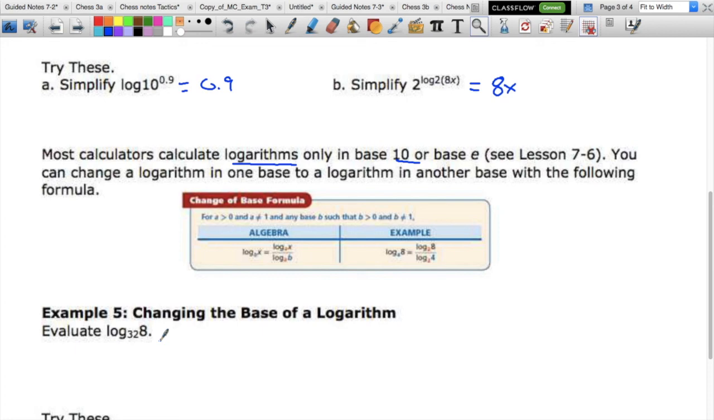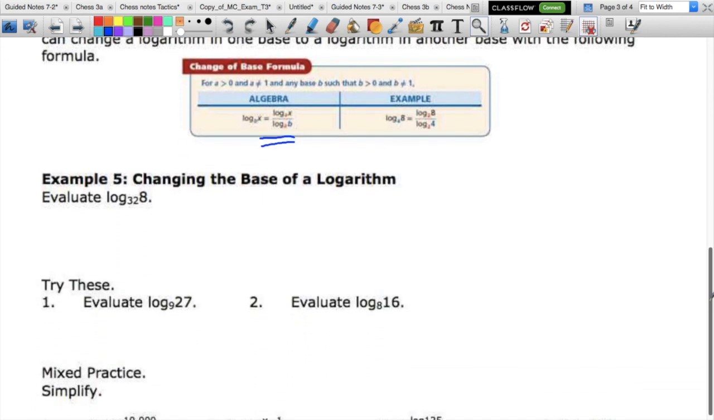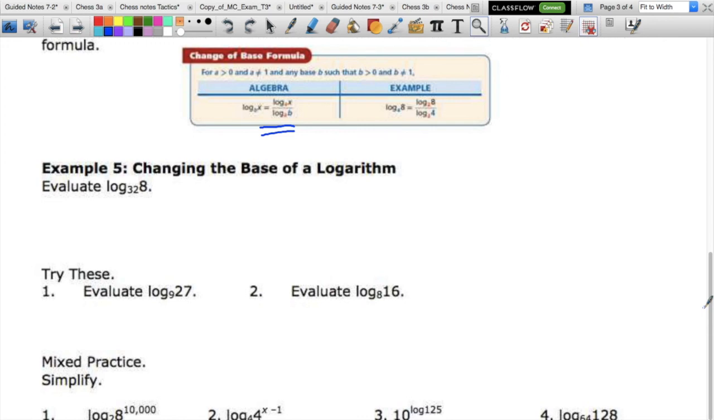Change of base formula, but it's not as relevant as it used to be. Let's just say that. What it is: we can change to any base we want, and we take the log of the top and the log of the bottom. So what would be a good base to change this to?